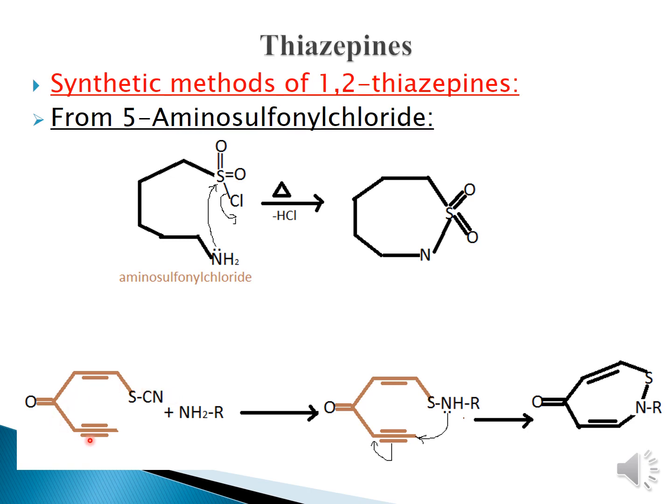Then again, if you take this as a precursor and treat it with amines, this group gets cleaved out. HCN will cleave out from here and you will result in SNHR. Then ring formation takes place. The nitrogen atom which has a lone pair of electrons makes one bond, and then the triple bond shifts, making a negative charge over here. After that it will abstract the hydrogen, which will satisfy the carbon atom, and then you will result in this structure, that is your 1,2-thiazepines.